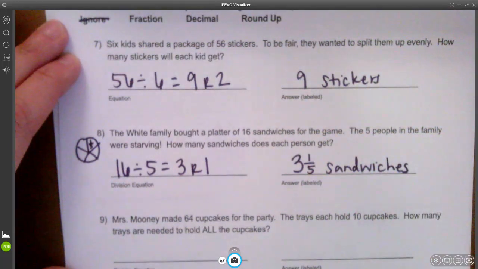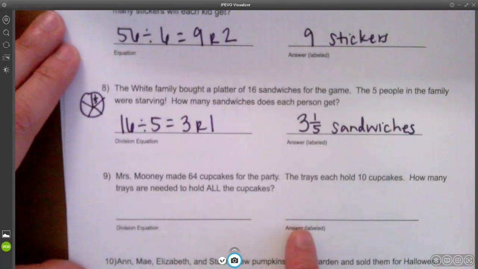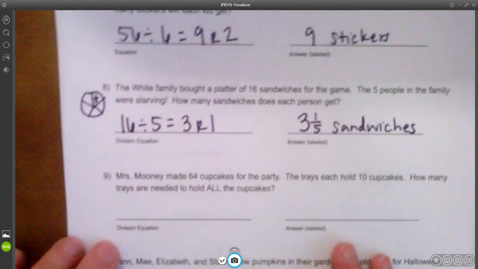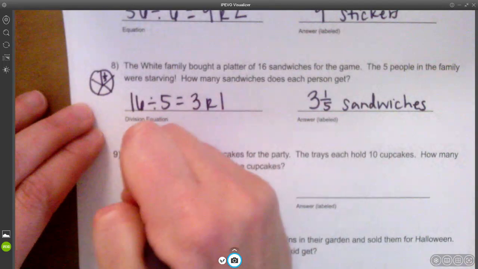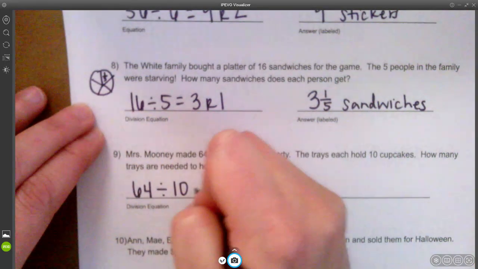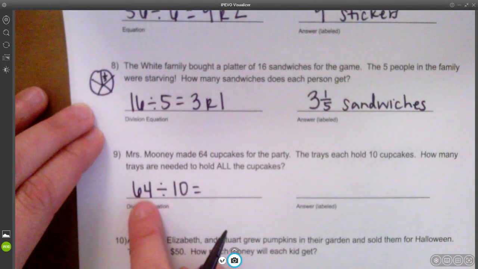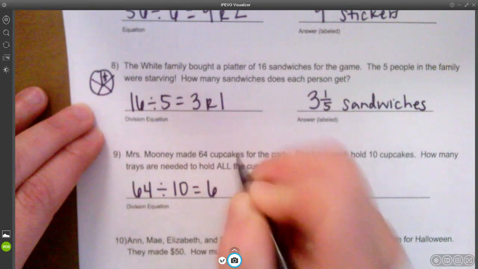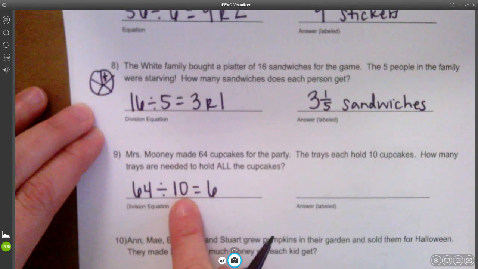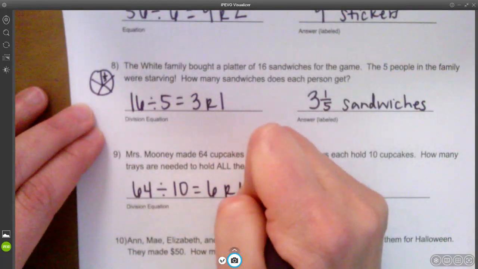We've got 2 more problems. All right, here we go. Mrs. Mooney made 64 cupcakes for the party. The trays each hold 10 cupcakes. How many trays are needed to hold all the cupcakes? So 64 cupcakes, start with that bigger number, divided by 10, okay, into groups of 10. So what times 10 gets us close to 64? And it would be 6 times 10. 6 times 10 is 60. 61, 62, 63, 64. So there'd be 4 cupcakes left over.